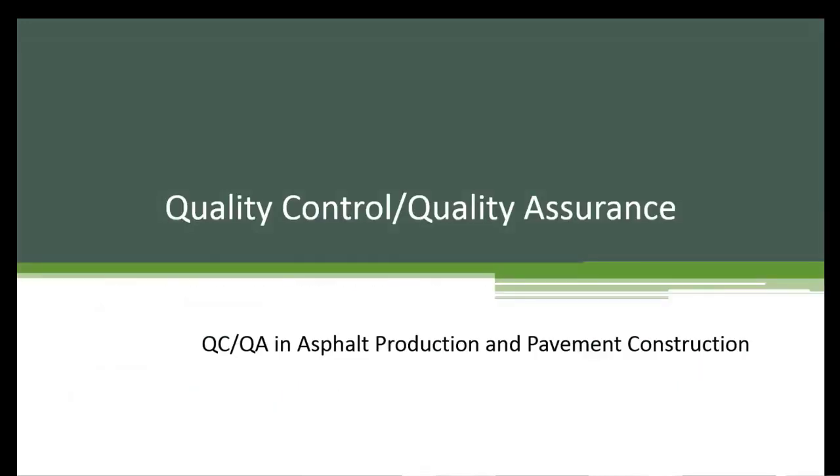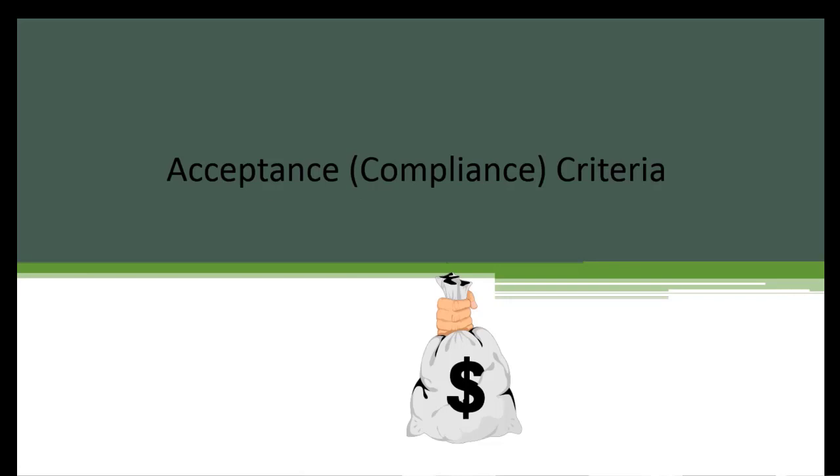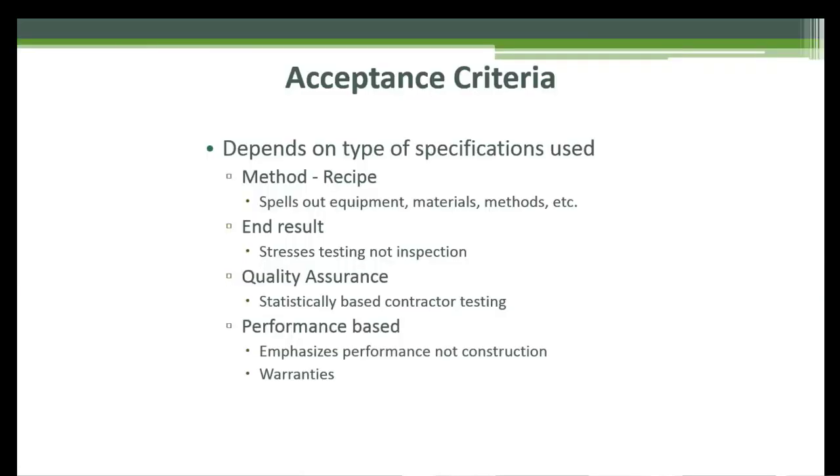So QC/QA and asphalt production, again, it's the acceptance or compliance criteria we use now. If we go back and look historically, there were four different methods of accepting materials. End result, which stresses testing, not inspection. That would be similar to structural steel or rebar, where you're actually getting a certification document that's based on a test, whether it's tensile strength or yield strength.